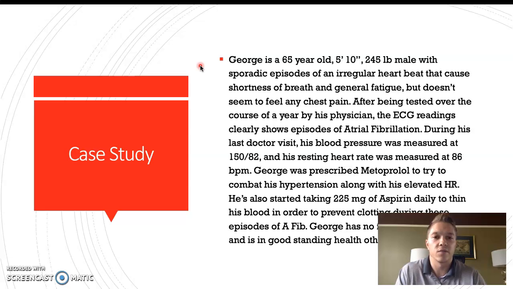During his last doctor visit, his blood pressure was measured at 150 over 82, and his resting rate was measured at 86 beats per minute. George was prescribed metoprolol to try to combat his hypertension along with his elevated heart rate. He also started taking 225 milligrams of aspirin daily to thin his blood in order to prevent clotting during these episodes of AFib. George has no family history of coronary artery disease and is in good standing health otherwise.